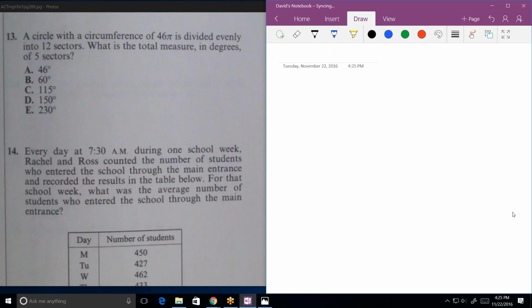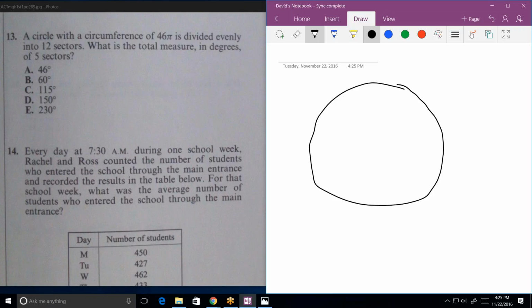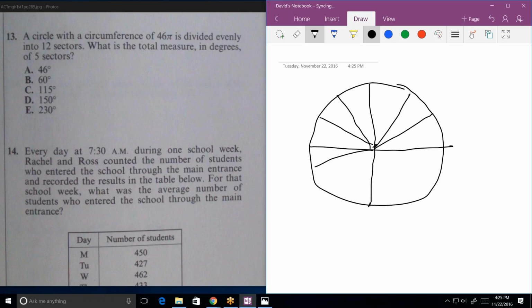What is the total measure in degrees of 5 sectors? So do we need to do 46 times pi? Well, let's think about this for a second. First of all, let's draw a circle. Okay? When they divide it into 12 sectors, well, there's 4 sectors. So if I divide each one of those into 3, there's my 12 sectors. You with me? Yep.